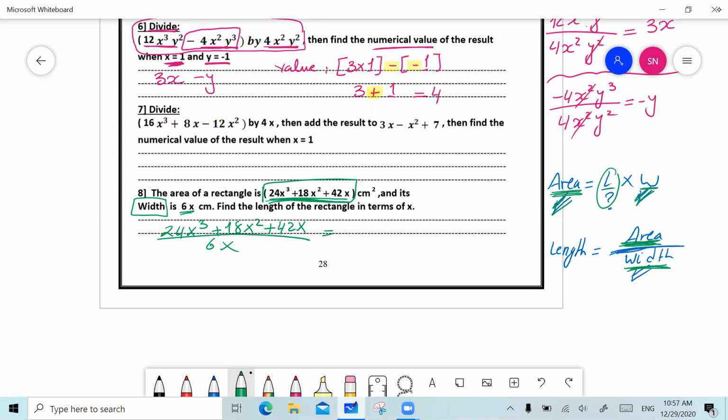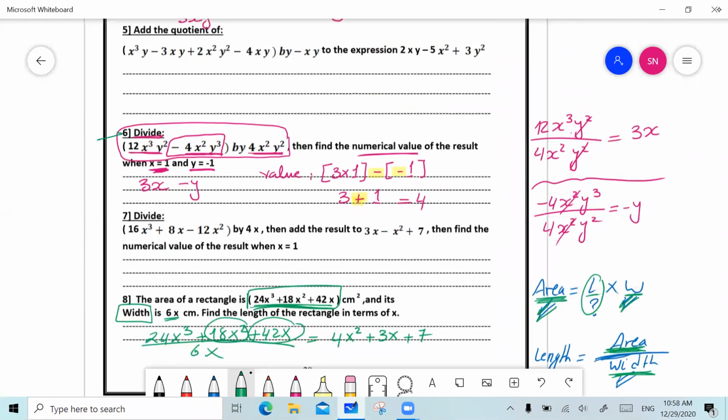24 divided by 6, this is equal to 4. X to the power of 3 divided by x to the power of 2. And then take the second term. 18x squared divided by 6x. 18 divided by 6 equal to positive 3. X squared divided by x, this is equal to x. The third term, 42 divided by 6, this is equal to 7. And x divided by x, it's x to the power of 0. I don't write it.